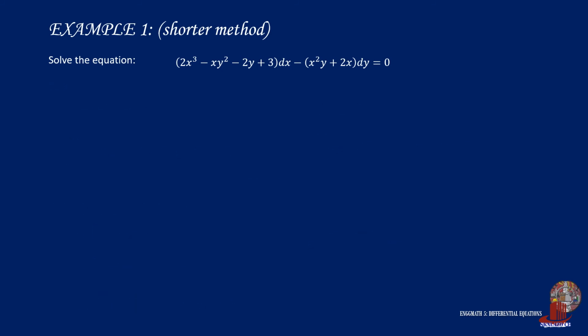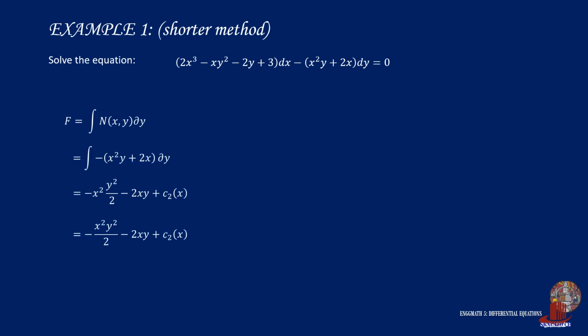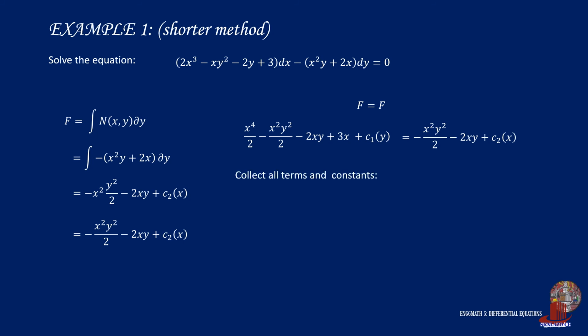The general solution for the n function is also taken similar with the previous procedure as negative x squared y squared all upon 2 minus 2xy plus c2 in terms of x, and then equate both the f. Now, instead of solving for c1 and c2, just collect all the terms from the equation, that is, x to the fourth power all over 2, and then take the similar terms negative x squared y squared all upon 2 and also negative 2xy. Then lastly, 3x. Both the constants will have to be considered as c on the other side of the equation.